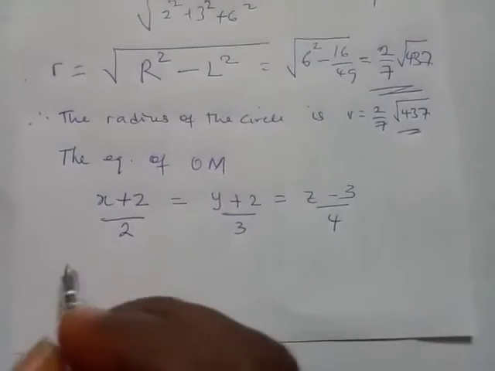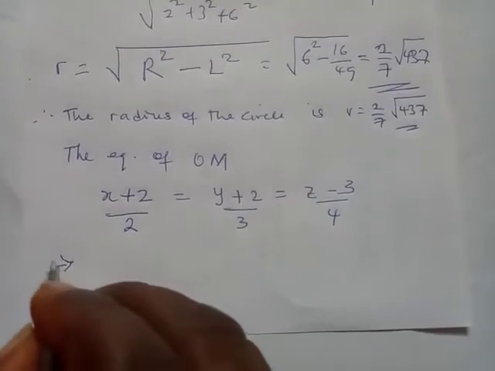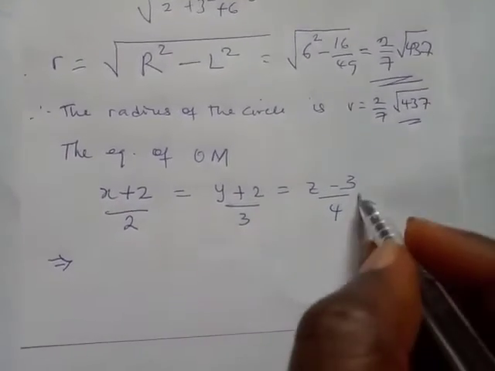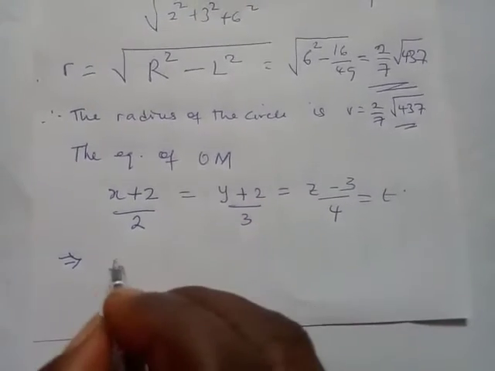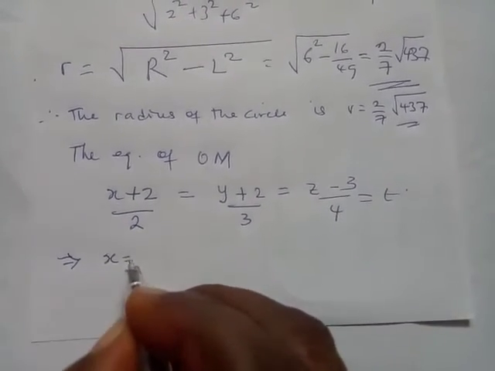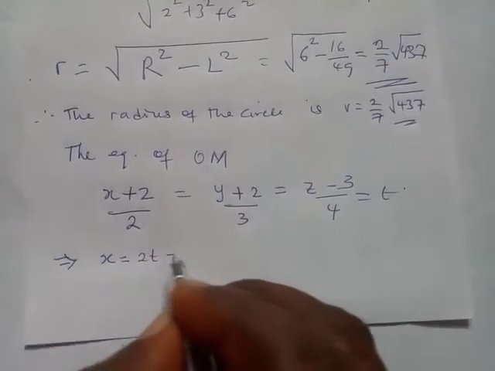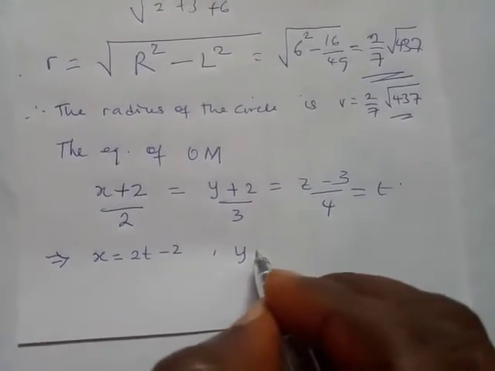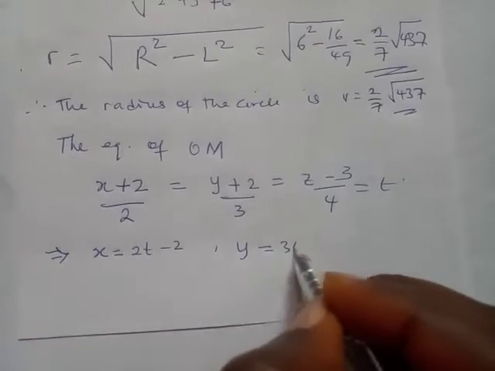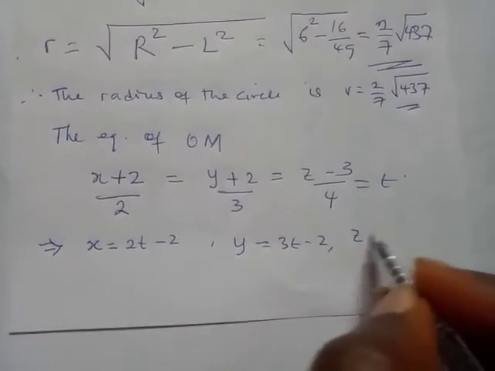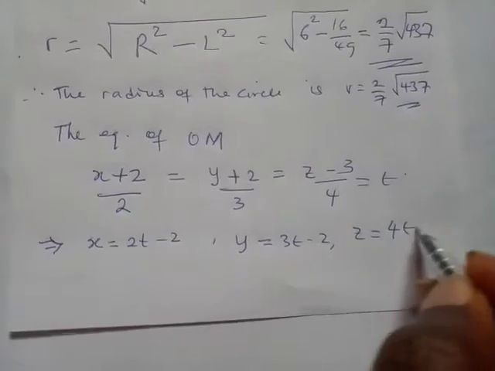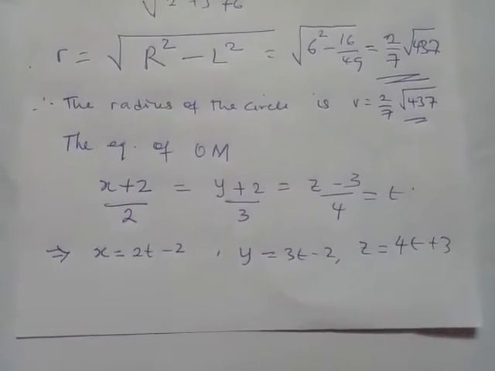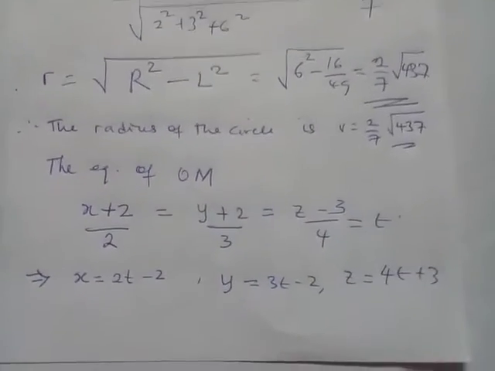From this, let's express it in terms of the parametric equation. Let's assume that it is equal to t. From this, if you make x the subject, it will be 2t minus 2. If you make y the subject, this will be 3t minus 2, and z will be 4t plus 3. So that will be the parametric equation.